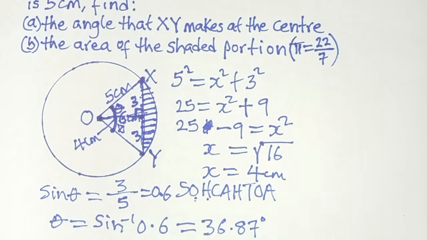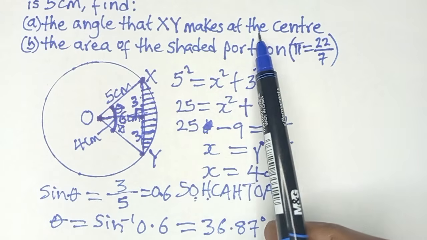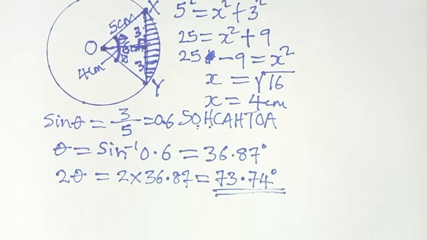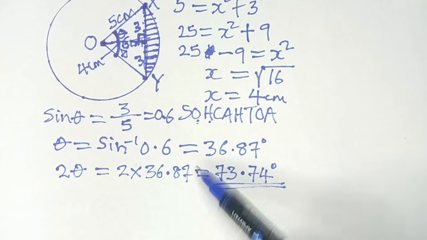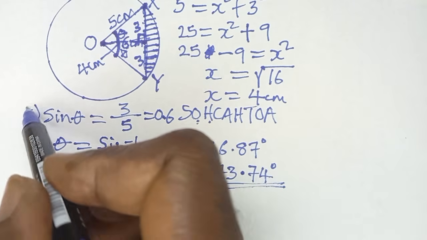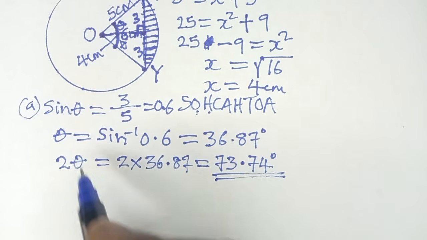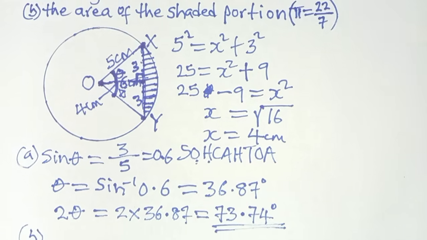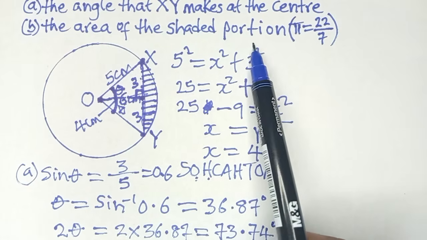So far we have solved the A part of the question, the angle that XY makes at the center, and that is what we just obtained as 73.74. So I can simply say that we have solved the A part of the question. Now let's move on to the B part of the question. Let me write it as B and then we check the question. The B part is asking us to find the area of the shaded portion.